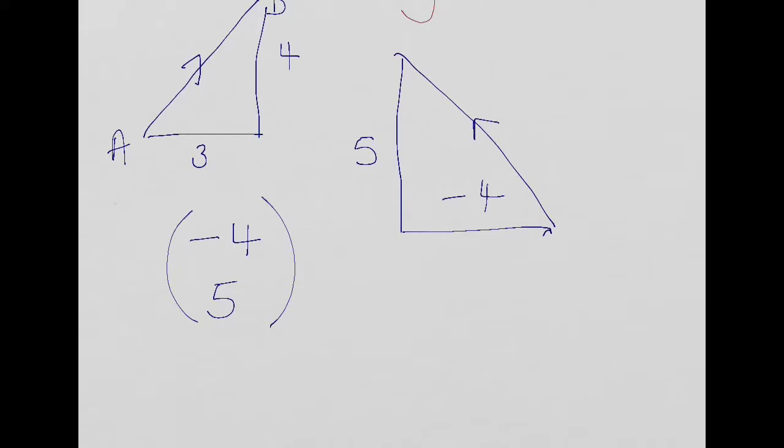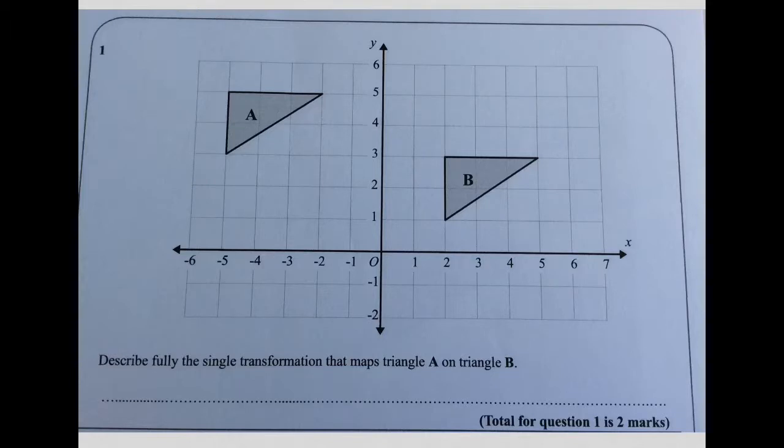So now moving on to an actual question. Here's a typical GCSE exam question. Describe the single, and that's quite a key word. You can only have a reflect, a rotate, a translate, or maybe an enlargement. It's only one thing that maps A to B.